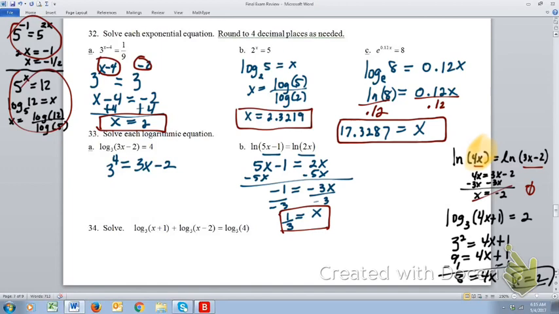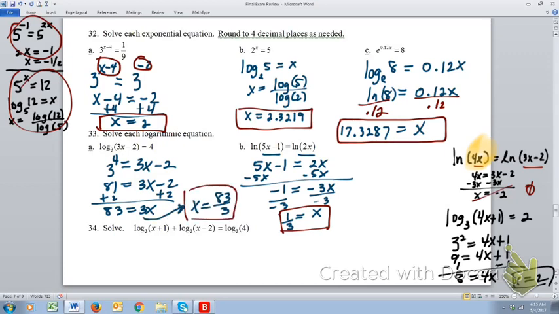So in this case, we do have to change to exponential form. We don't have log equals log. And so 3 to the 4th, that's 81. And this is just a two-step equation. We'll add 2 to both sides, divide by 3, and we get 83/3. Not the nicest number, but if you plug it in, you're doing 3 times x, 3 times 83/3, that's just 83, minus 2 is 81. The log base 3 of 81 does equal 4. It does work.